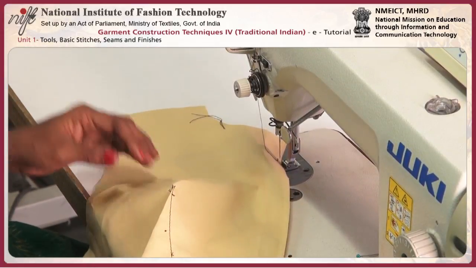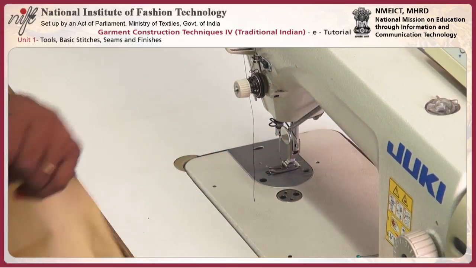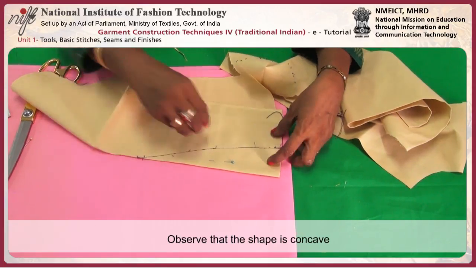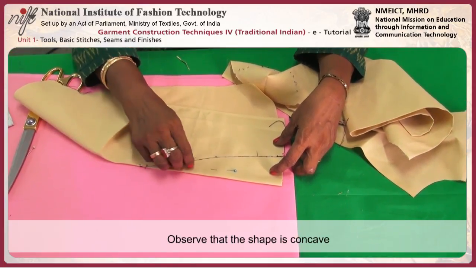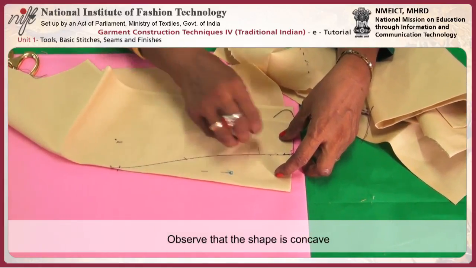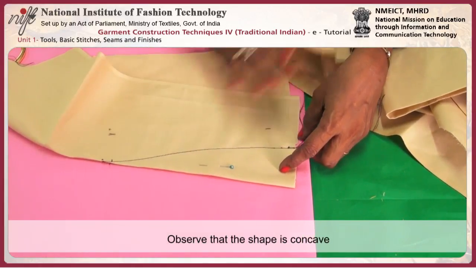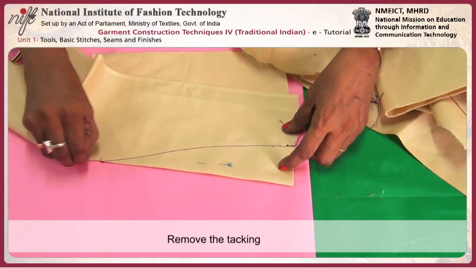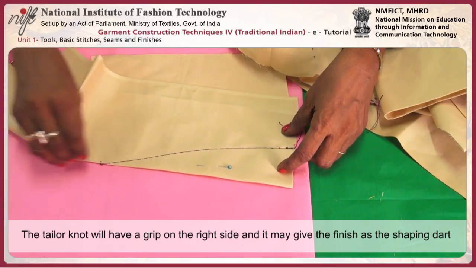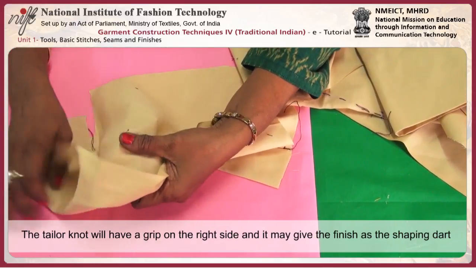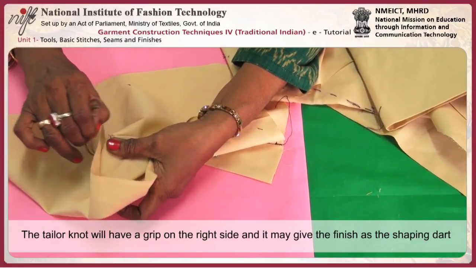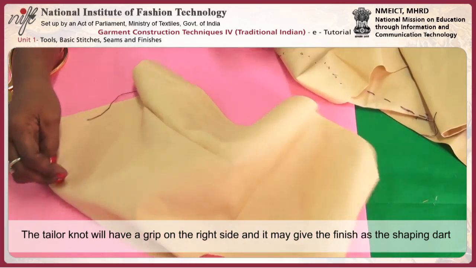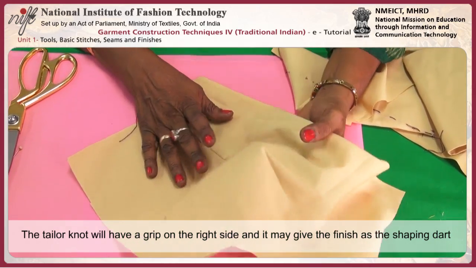So it won't come out as quickly. The dart end with the tailor's knot, it's a concave shape, giving a concave shape as a shaping dart. And remove the tacking from there, and the tailor's knot will have a grip at the right side, and also it may give the finish as the shaping dart.